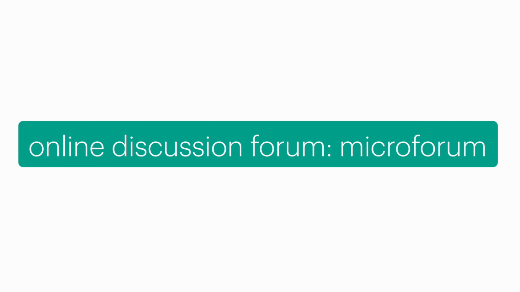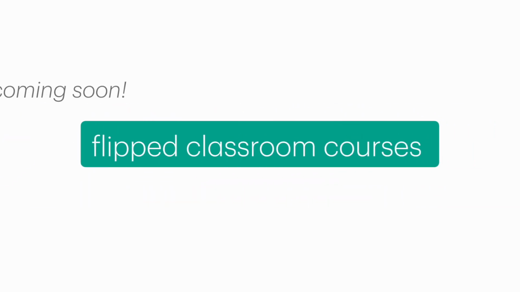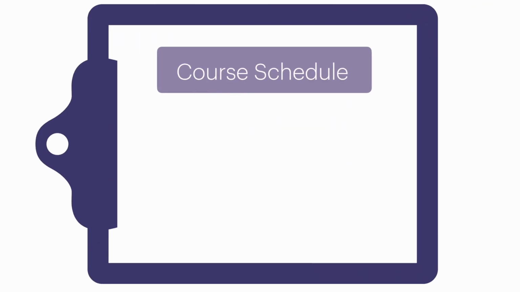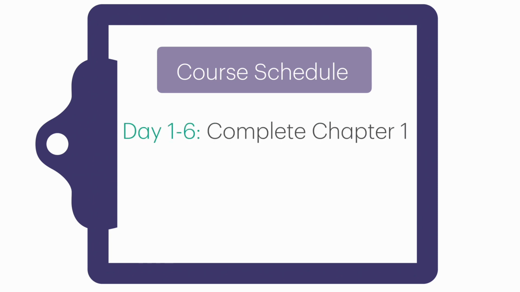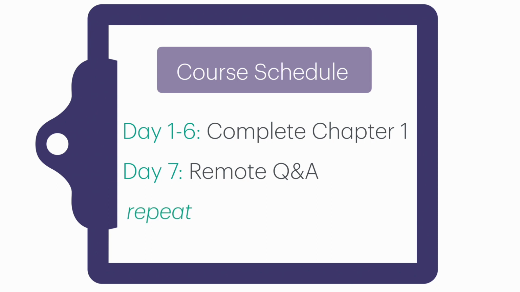Another important part of learning is getting answers to your inevitable questions. We've come up with 2 ways for you to ask questions directly to Microtutor instructors while working through the virtual courses. First, in the online discussion forum Microforum, you'll find a dedicated Microtutor channel that is moderated by the Microtutor instructors. Second, Microtutor offers quarterly flipped classroom courses. In a flipped classroom course, students follow a schedule where they're assigned parts of the course to work through independently. They then meet with the Microtutor instructors for remote Q&A discussions.